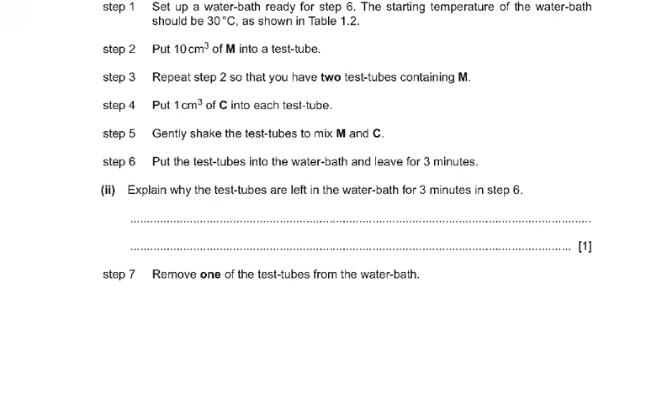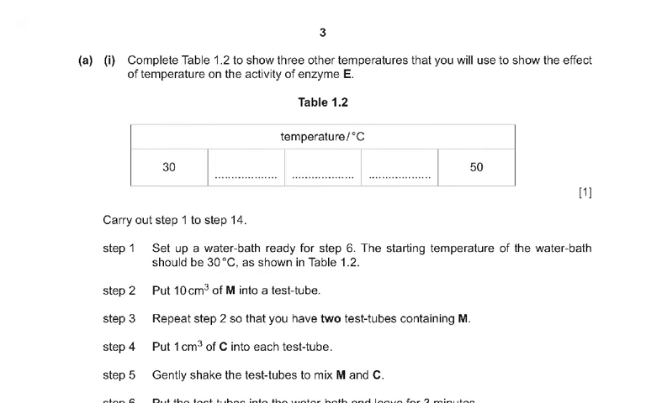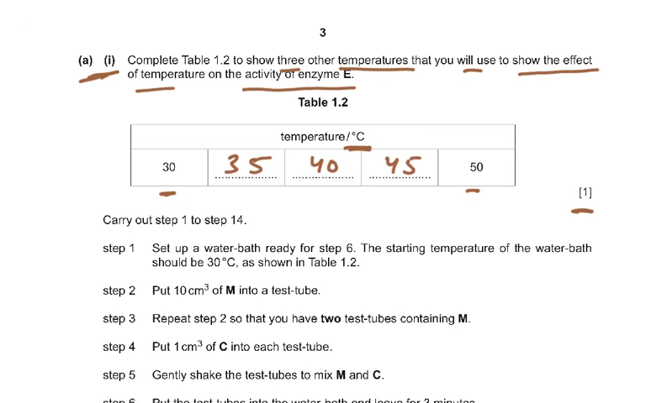Now it says A1. Complete table 1.2 to show three other temperatures that you will use to show the effect of temperature on the activity of enzyme E. And this for 1 mark, and they've shown you 30 degrees Celsius and 50 degrees Celsius. You see how they've written the units in the heading, and then you have to give me any other 3 different temperatures. Now as you can see, I have written 35, 40 and 45 because between 30 and 50 you have it evenly spaced, and that will give you a better result.